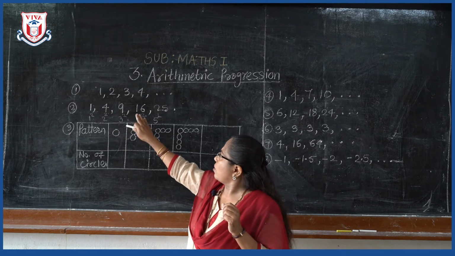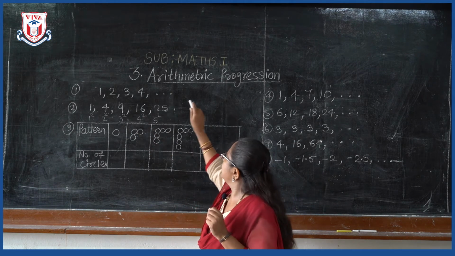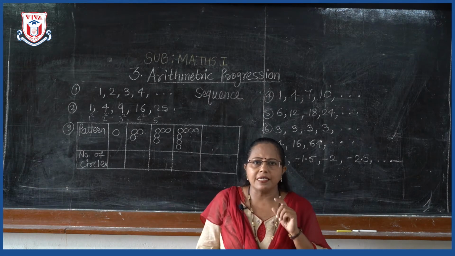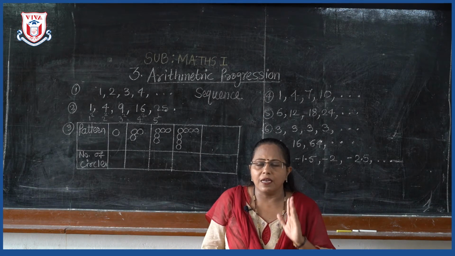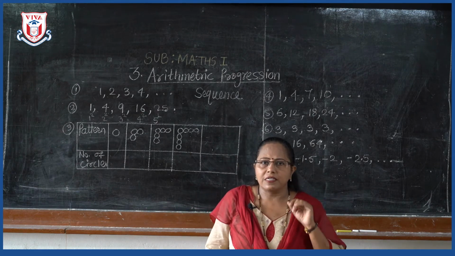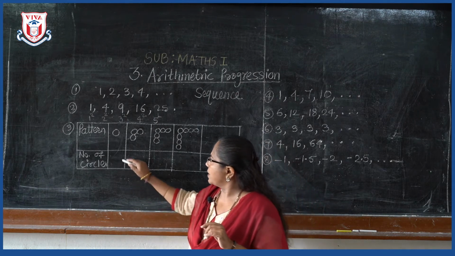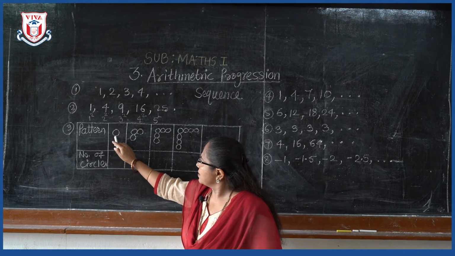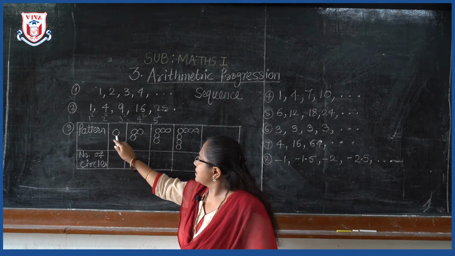So this set of numbers is called a sequence. A sequence is a set of numbers in which the numbers are arranged in a definite order. Sometimes numbers have a particular pattern. So here one example is given. You can study the pattern.